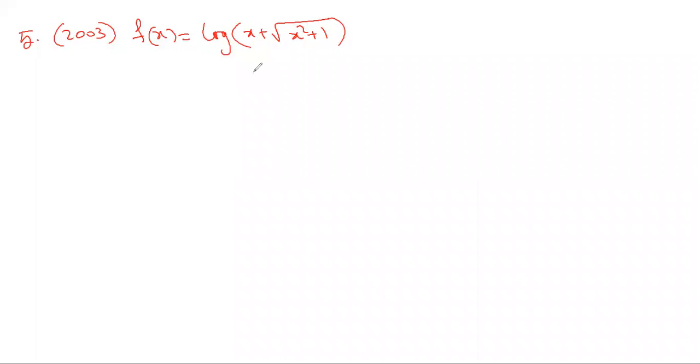We need to verify whether it is an even function, an odd function, neither even nor odd, or a periodic function. For even function verification or odd function verification, in both cases you calculate f of minus x. If you get f of x, even. If you get minus f of x, odd. If you get neither, neither. So f of minus x is log of minus x plus root of (minus x) the whole square plus 1.